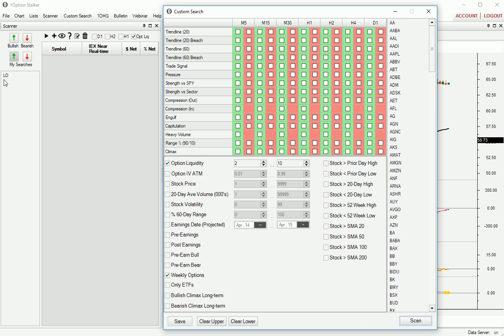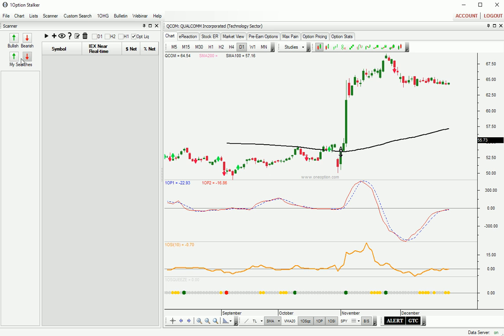I also designated that as a bullish search. So when you go through and mark your bullish criteria, you'll have the choice of marking that as a bullish search so that it'll appear on the left side of the searches. You would do the opposite for bearish searches. Just mark bearish searches, and if you're marking a lot of red boxes, those are going to be looking for good shorts, and you'll find them right here.